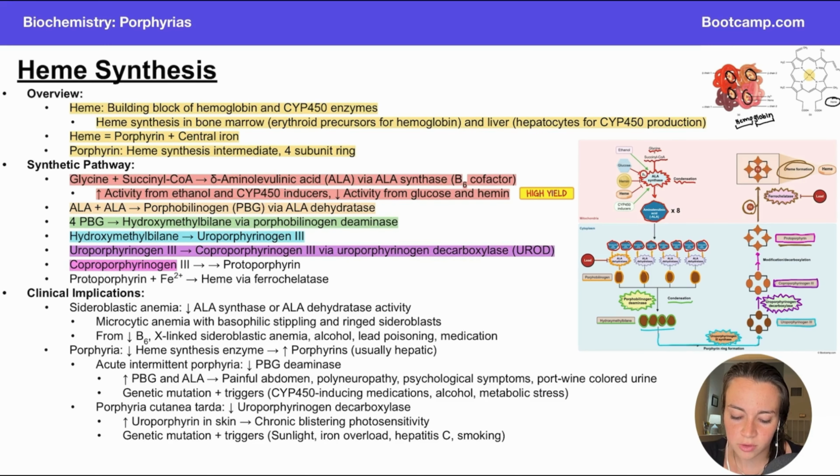Once we had our coproporphyrinogen III, we did a bunch of other modifications to turn it into protoporphyrin. And protoporphyrin was that final form of porphyrin that we were ready to incorporate into heme. And in order to make it into heme, we had to add in iron in the middle.